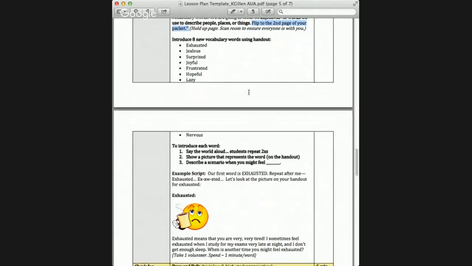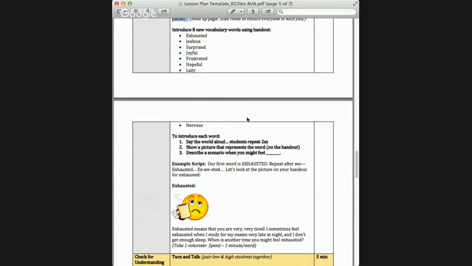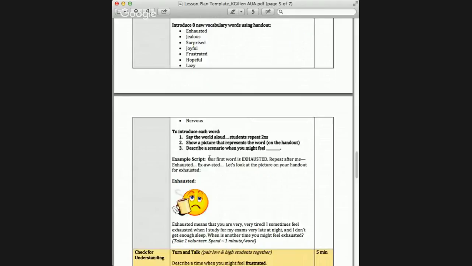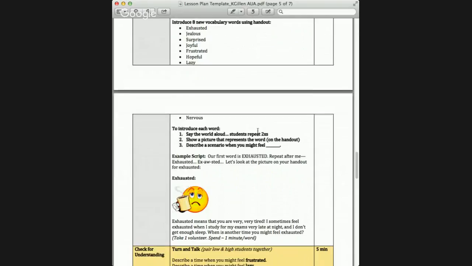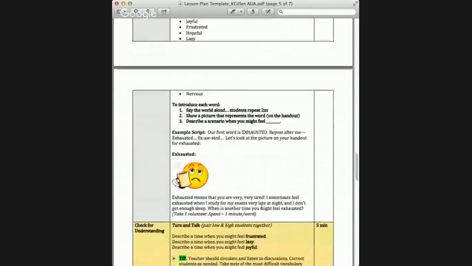So the students are now on the correct page of their classwork packet, and they're going to see these 8 words and a space to draw a picture, or you're going to show a picture that represents the word. So my words are exhausted, jealous, surprised, joyful, frustrated, hopeful, and lazy.